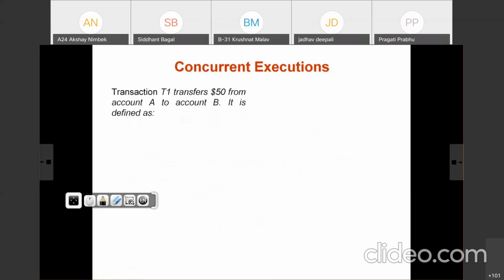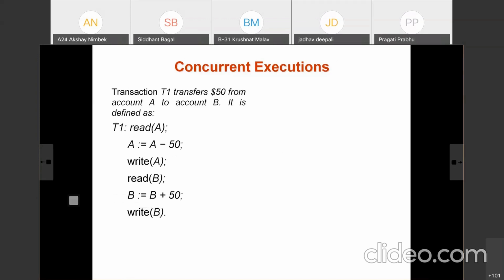Now here we consider two transactions as an example. One transaction T1 transfers $50 from account A to account B, and we have already seen that transaction. So it reads the value of A, A is equal to A minus 50, write A, read B, B is equal to B plus 50, and then write B. Now transaction T2 transfers 10% of the balance from account A to account B.